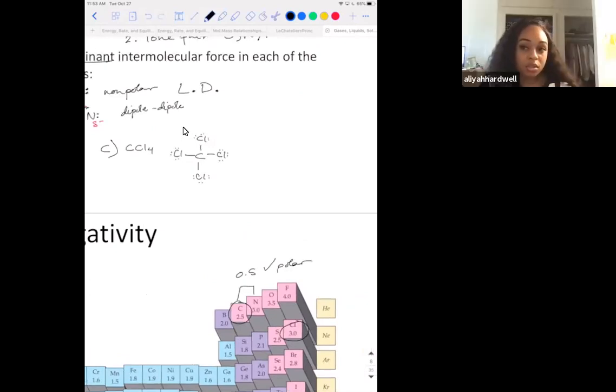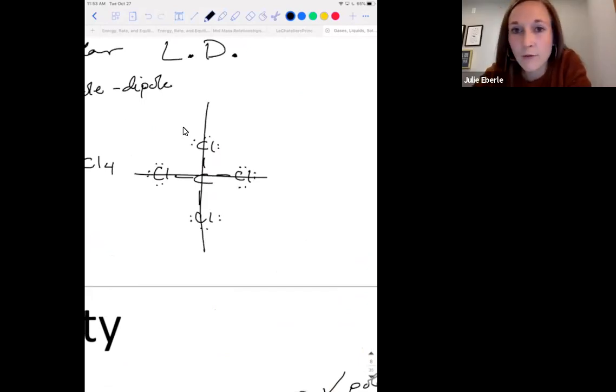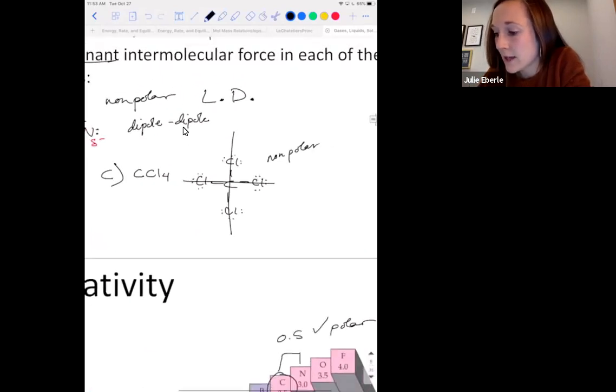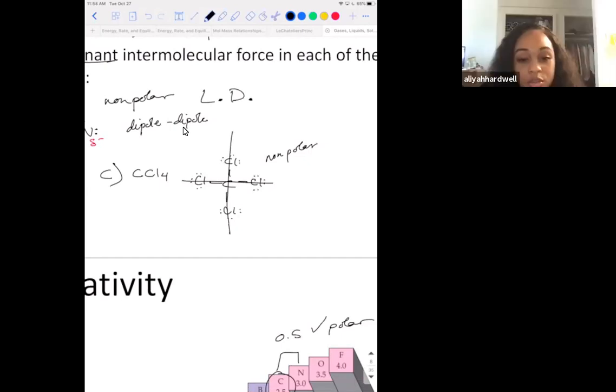Symmetry. That's right. There are actually 2 planes of symmetry. 1 plane there, 1 plane there. You could fold that molecule over either way. Because it's got symmetry, this is nonpolar. Don't forget about the symmetry aspect. So therefore, the strongest intermolecular force, because it's nonpolar, is what? London dispersion? That's right, London dispersion.